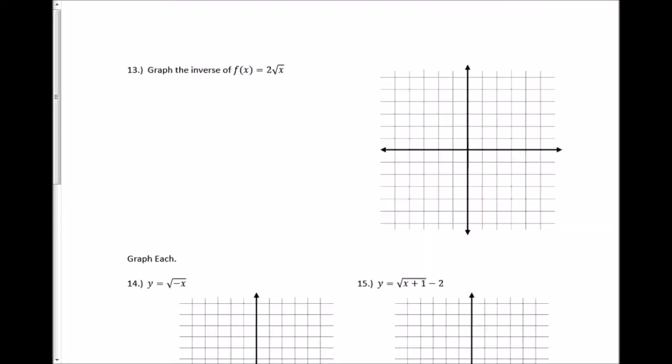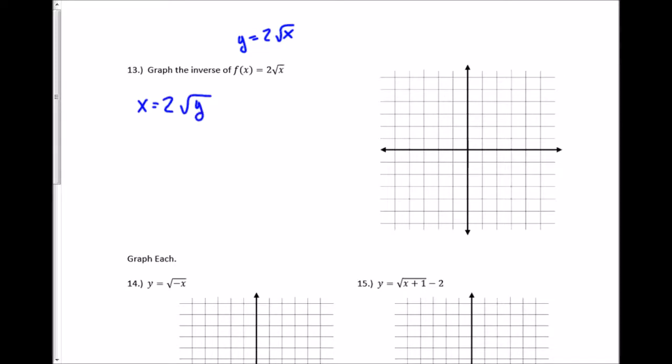Here we want to graph the inverse of this thing, and there's a couple things we need to consider here. The first thing we're going to do is actually find the inverse. So again, think of this as y equals 2 square root of x. So I switch the x and the y, and now I'm going to solve this for y.